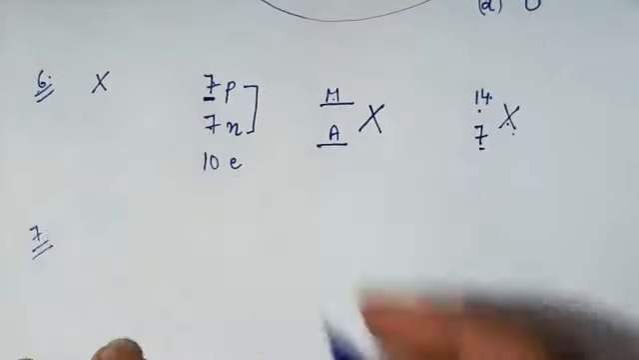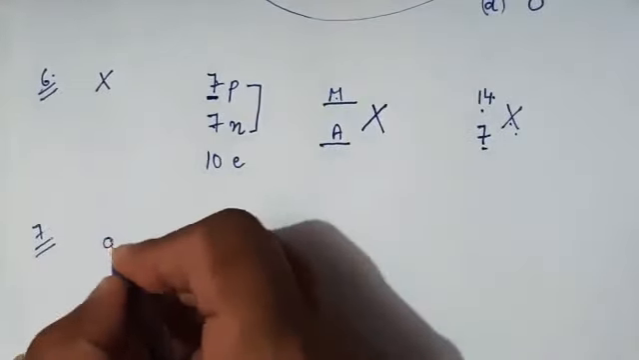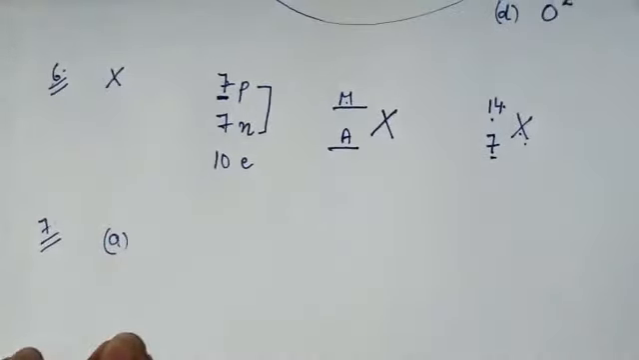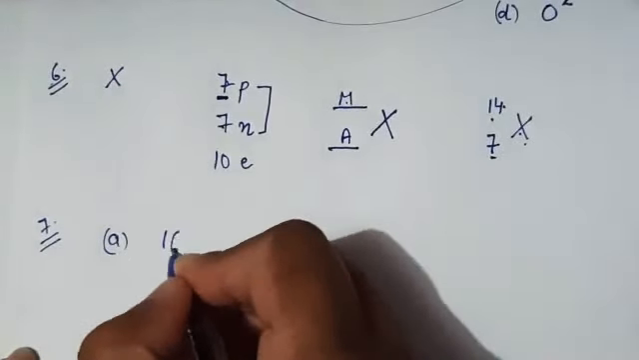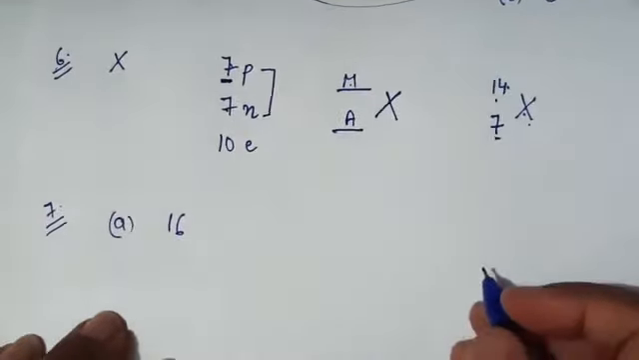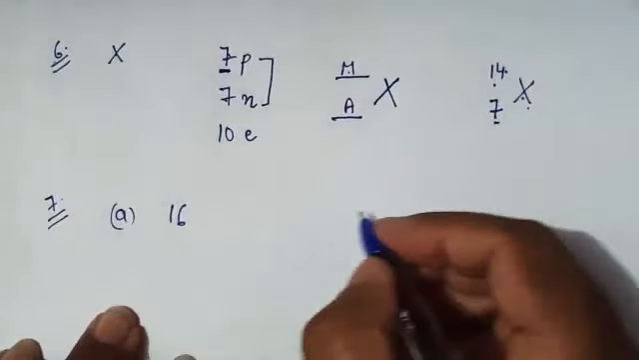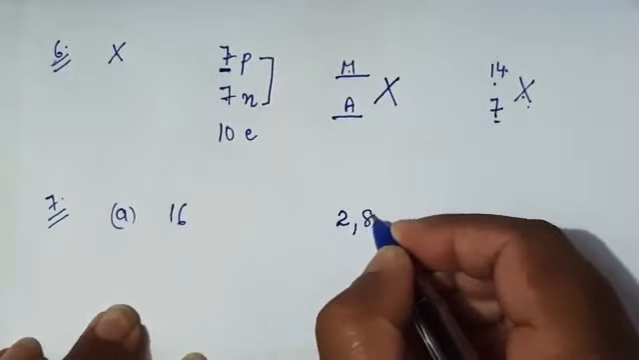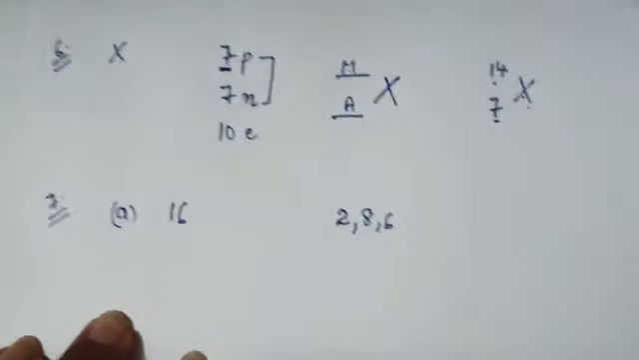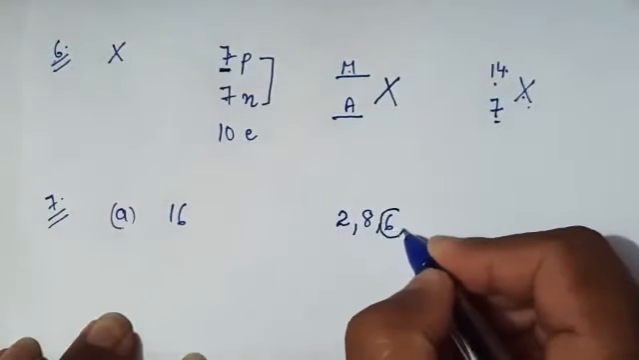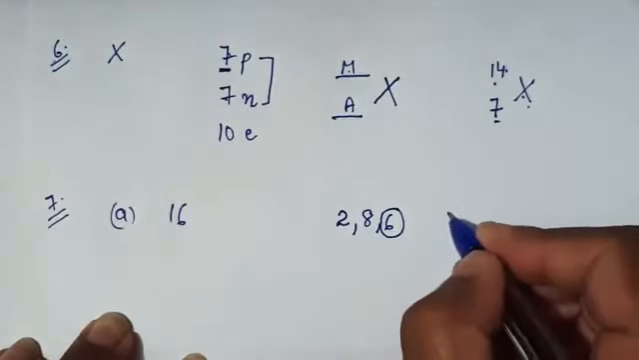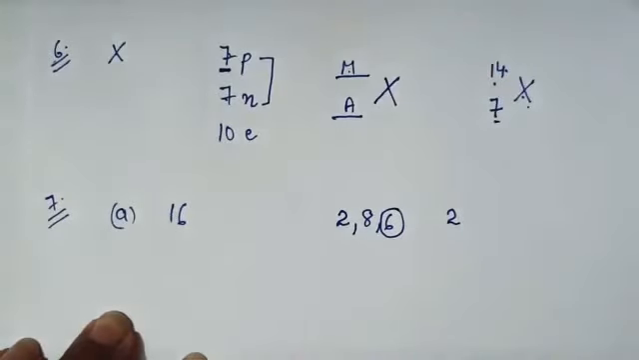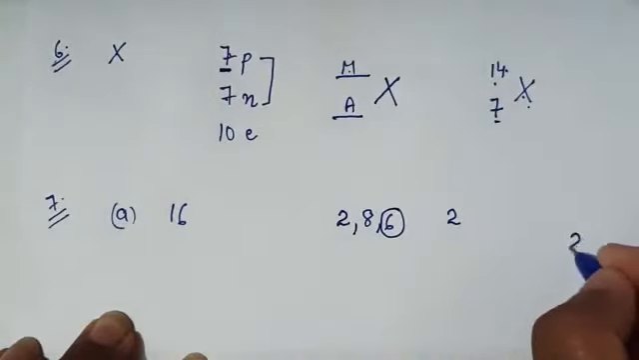Coming to question number 7th now. A part. Atomic number of an element is 16. What will be the valency? You have to calculate the valency. So write down the electronic configuration first. What will be the electronic configuration? 2, 8, 6. Okay, this is the electronic configuration. Now what is the valency? Since the outermost shell has 6 electrons, it will gain 2 electrons to complete its octet to become stable. So the valency is 2.